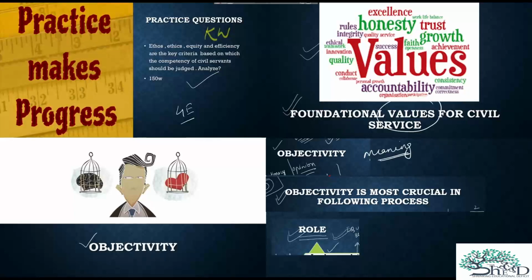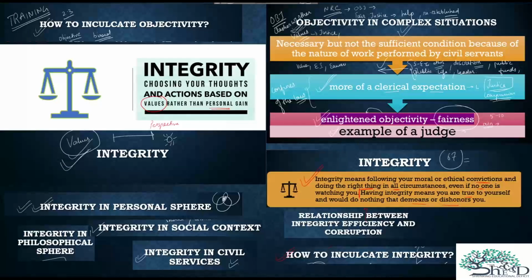We saw how objectivity is crucial and in what places it is crucial. Then we saw its role. Then we saw how to inculcate objectivity in people. Then we came to integrity, the next value. We have already touched on it in previous lectures, but we never studied it. So we studied it in the last lecture. We saw it in a holistic way.